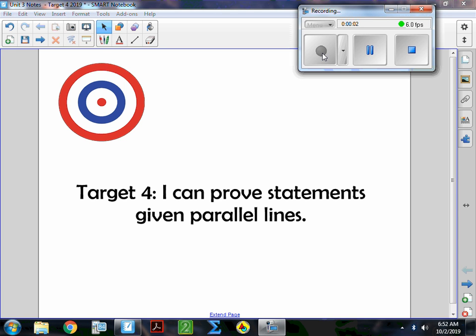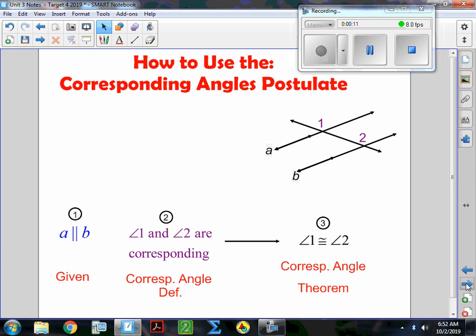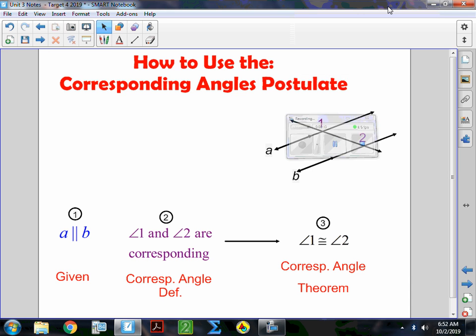Okay, this is the last lesson. Target 4 is all about proving parallel lines. So we're going to go through a couple of examples, make a couple of videos. Okay, first one is how to use the corresponding angles postulate.